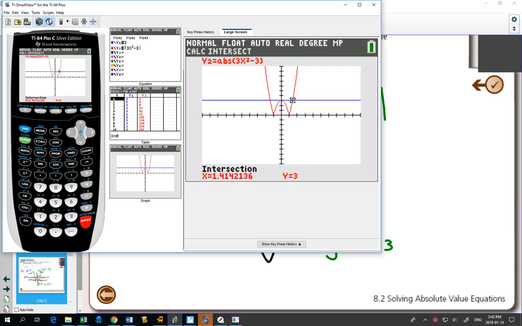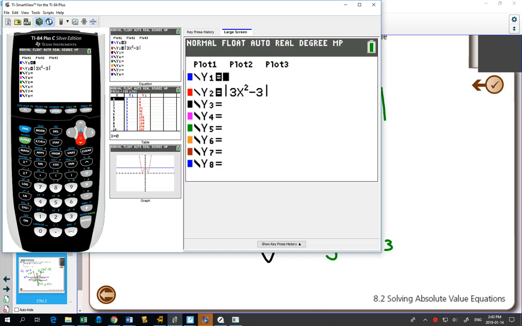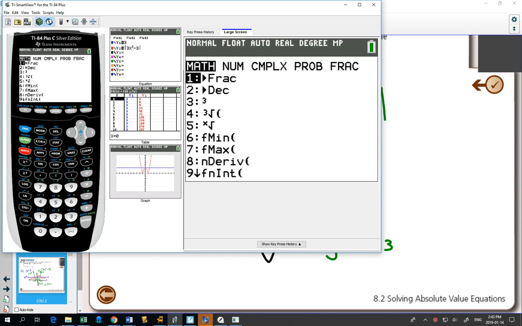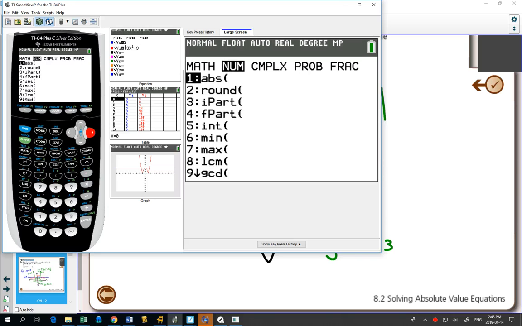Anybody recognize that number, 1.41? It's the square root of 2. So recap. When I wanted to find the absolute value when I was in y equals, on some of the older calculators it'll go ABS with brackets. You hit the math button and then arrow over to number. And the ABS is your absolute value.